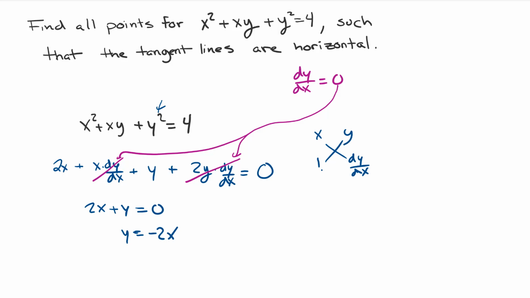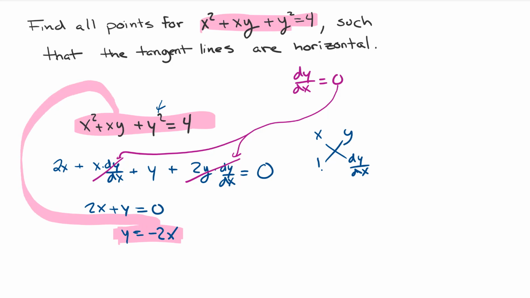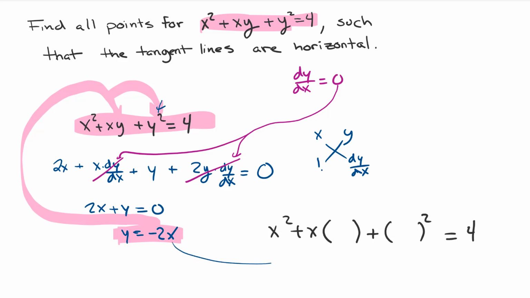But if you had 2 equations, like what was given to you at the beginning of the problem and what we just found out, we could take this negative 2x and pop it in everywhere we see a y. So let's write that: x squared plus x times y, plus y squared is equal to 4. Let's pop in negative 2x and negative 2x. Now everything's in terms of x's. We can go solve for x. Let's get it.